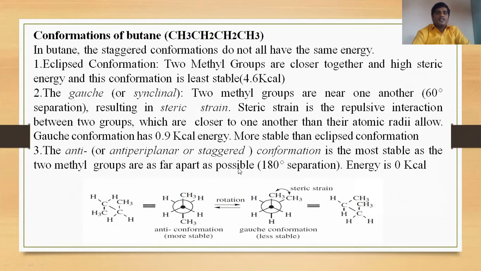And the last one is the staggered conformation, which we can also call anti-periplanar or anti conformation. It is the most stable conformation because the two methyl groups are far away from each other, at a 180 degree angle, and the energy is 0 kilocalories. Okay, so that is the main conformation regarding butane.